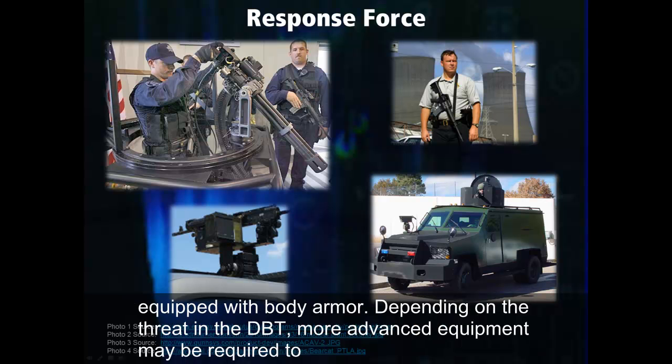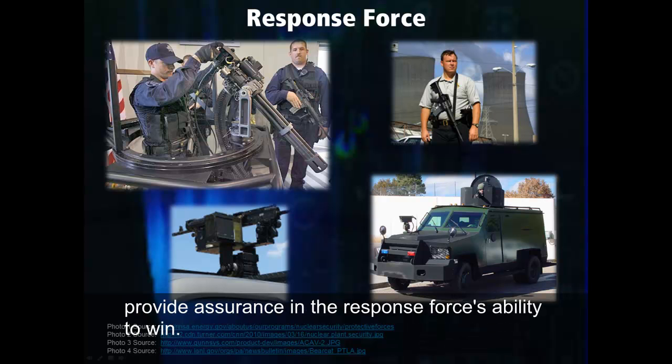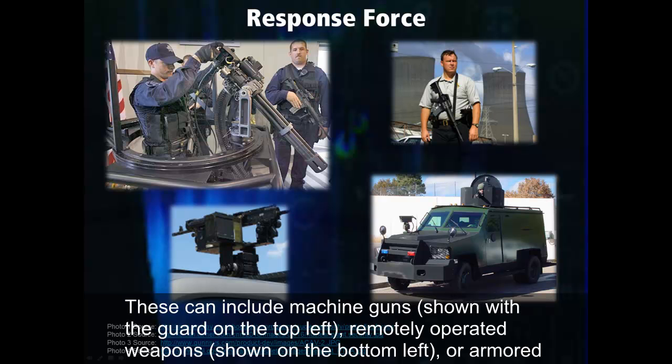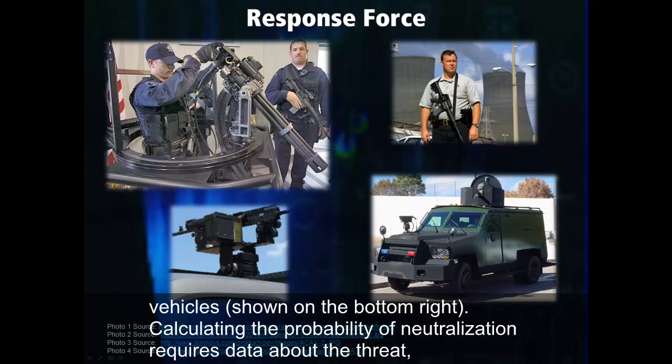Depending on the threat in the DBT, more advanced equipment may be required to provide assurance in the response force's ability to win. These can include machine guns, shown with the guard on the top left, remotely operated weapons, shown on the bottom left, or armored vehicles, shown on the bottom right.